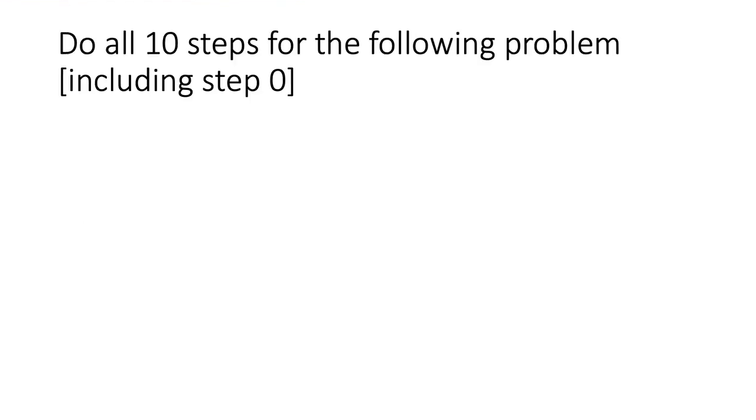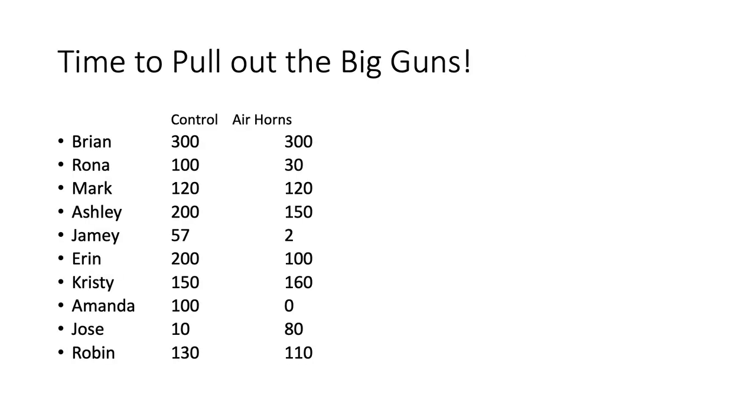You're going to do the 10 steps for the following problem. Include all the steps. This time, I want you to pull out the big guns. How do air horns affect our bowling scores? That's the real question. You can see, for me, I'm unaffected by your air horns. Your air horns do not bother me. But I think it's time you all started figuring out how to take down the faculty. What are you going to do? Use an air horn? I think that's the most extreme thing you can do. Let's see what happens statistically when you do this.